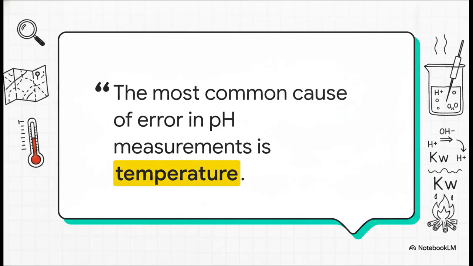Now, what's really interesting about this is that you can have the best map and the most expensive equipment in the world, but if you ignore temperature, you are going to get lost. As the Measurement Handbook points out, temperature is literally the most common cause of error. Why? Well, because the self-ionization of water itself shifts when heat is applied. If the temperature changes, a solution's pH will literally change, even if absolutely nothing else was added to it.